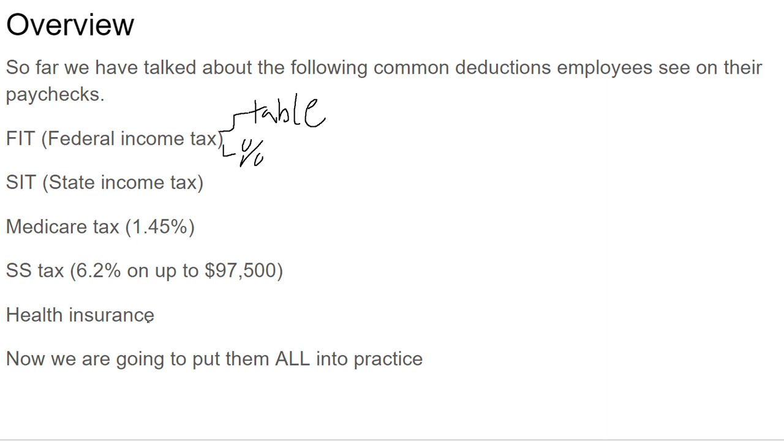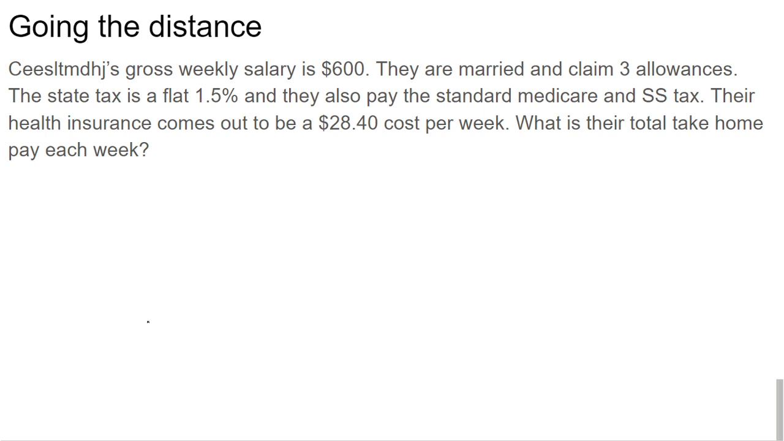So we're going to put these all into practice here and work these problems. We've gone through these pretty much individually, so hopefully we'll have a nice smooth transition. This person's gross weekly salary is $600. They say that they're married and claim 3 allowances. State tax is a flat 1.5%. They pay the standard Medicare and Social Security, and their insurance comes to $28.40. So they give me the flat insurance cost here. Instead of a percent method, they just tell me outright what they're going to pay for health insurance, that $28.40.